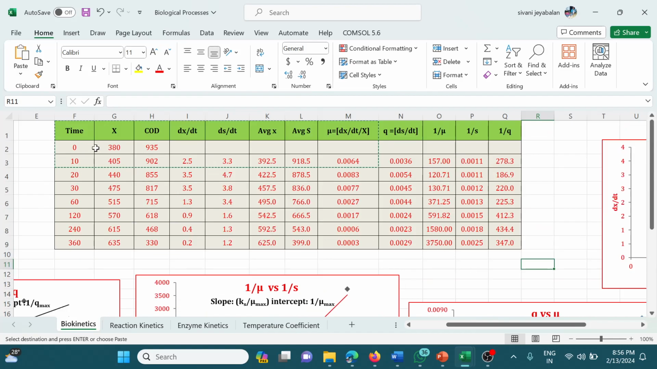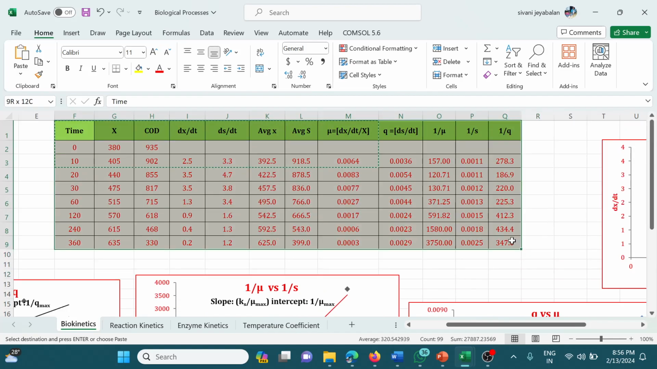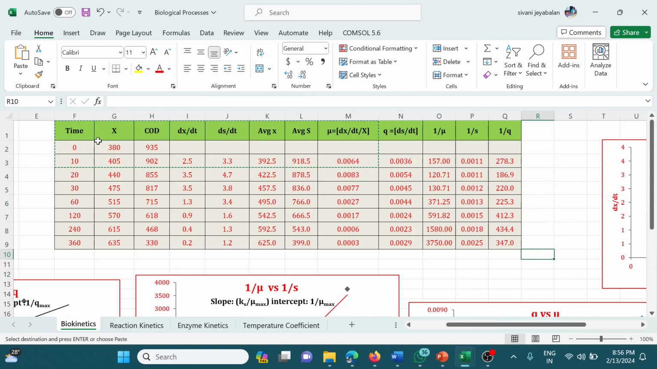See, you can make some Excel like this, okay? With respect to time, you measure the yeast concentration and you measure the inorganic substance. You will be adding some inorganic substance, right? What is the inorganic substance you will be adding? Selenium. So that selenium will be your substrate, right?